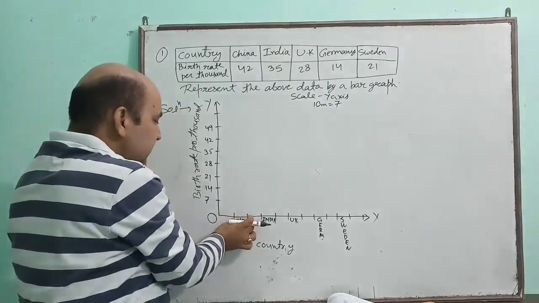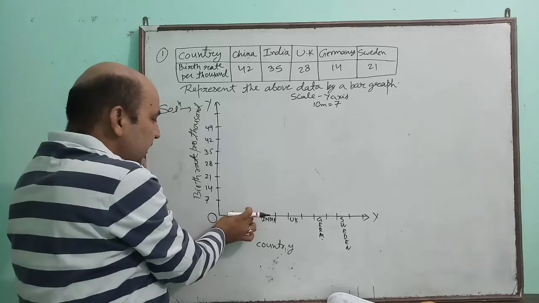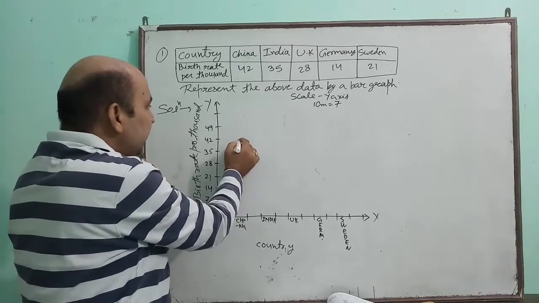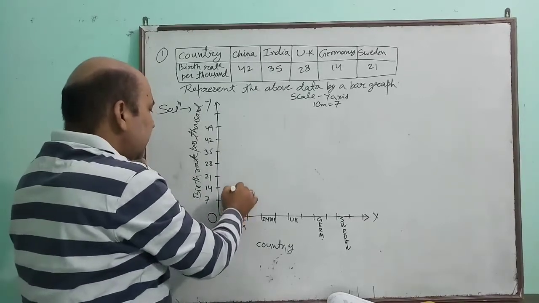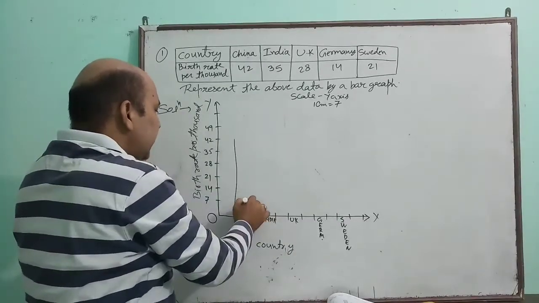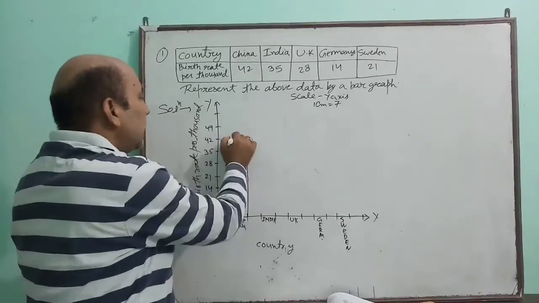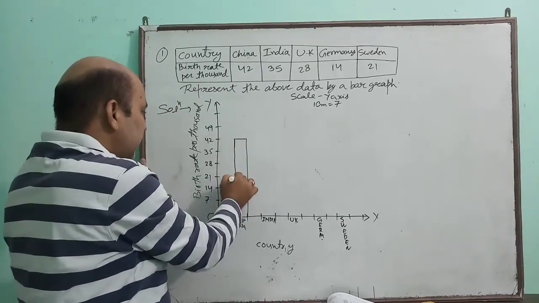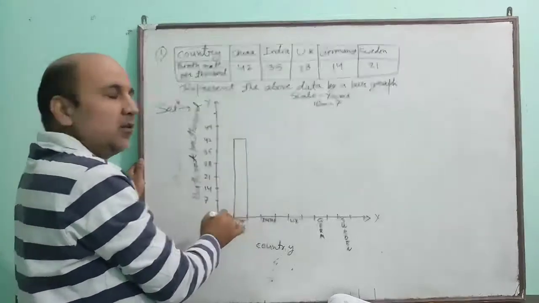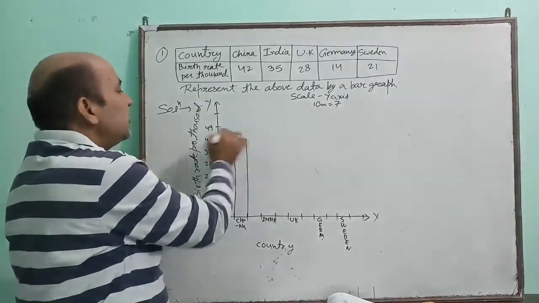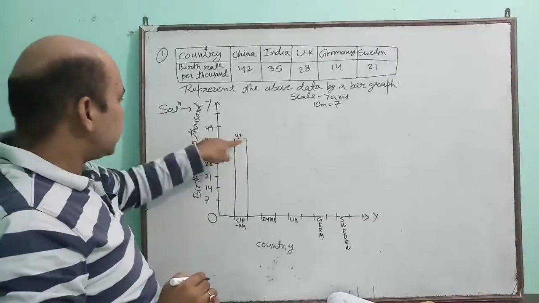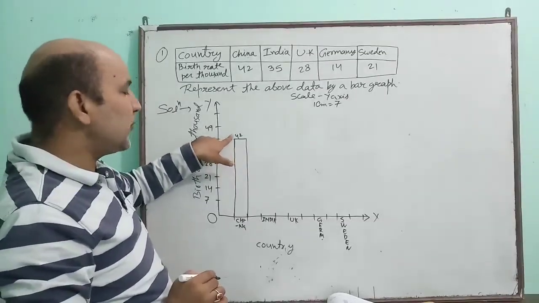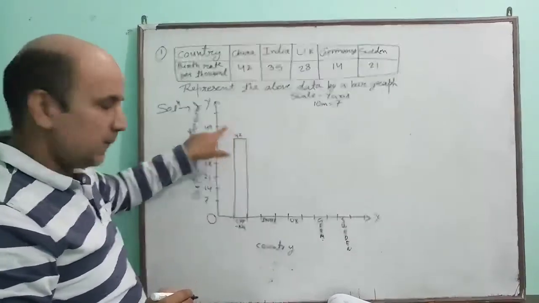So, since the second box is denoting China, with the help of the scale, we will draw the vertical line till 42. See here. You will draw it with the help of a scale. Okay, you will find that this will look like a rectangle. Actually this is a rectangle, and above this you will write the number 42. Though it is just in front of it, for easily reading the graph 42 should be mentioned here.